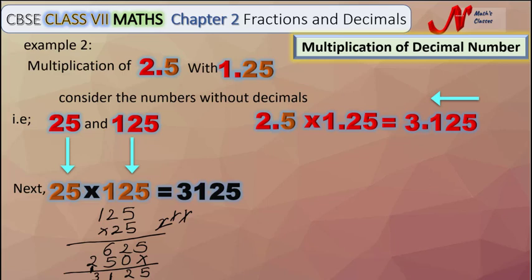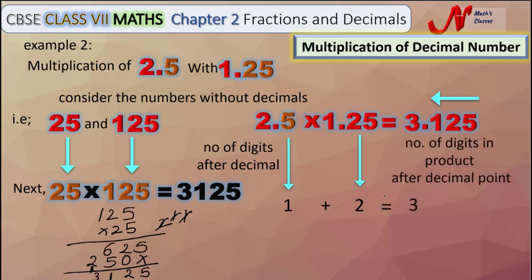So by multiplying the decimal numbers 2.5 into 1.25, we get 3.125. It is because the number of digits after the decimal point in the first decimal number is 1, and in the second decimal number the number of digits after the decimal point is 2. So together we have 3 decimal places in the product. So we keep the decimal point from right to left after 3 digits.